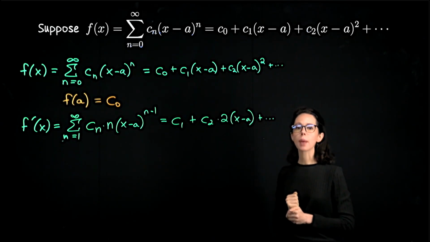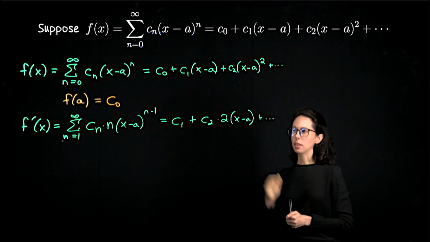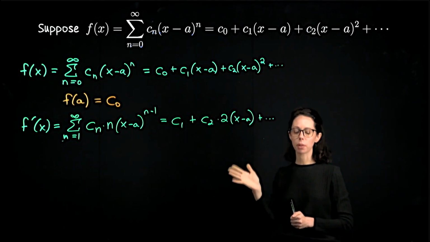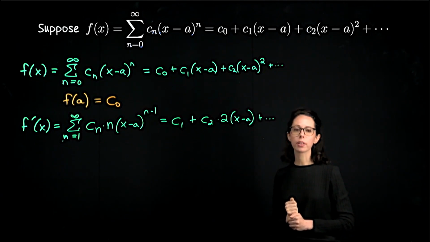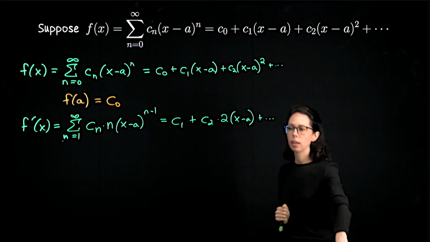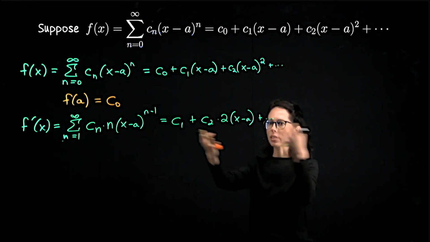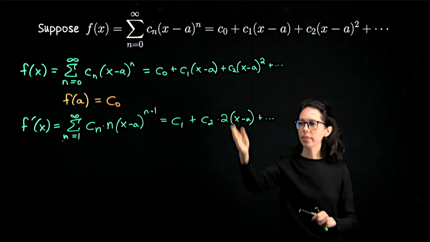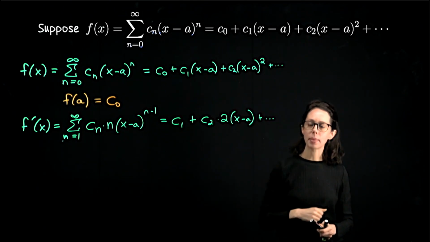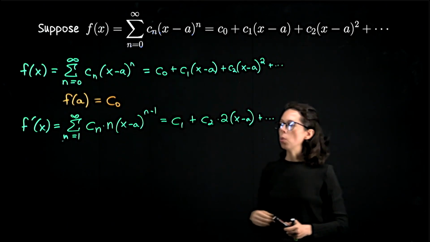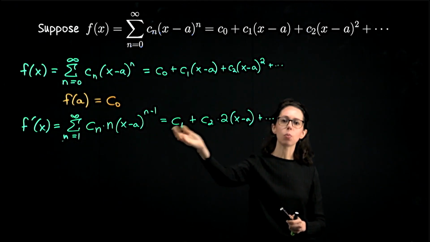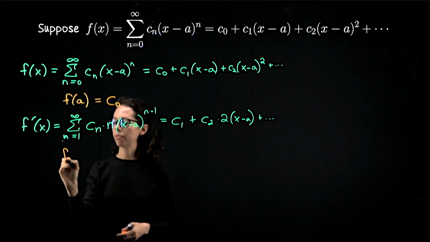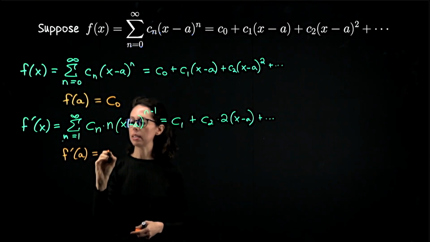What is f prime of a? That's the procedure that we follow to get these Taylor coefficients: differentiate, plug in the center, differentiate, plug in the center. That's going to lead us to the general form. Well, this is also a power series, and it has the same property as the previous one. When we plug in the center, everything that has the x minus a term gets wiped out to 0. So the only term that we see is the C1. It's C1 plus 0. So f prime of a is C1.